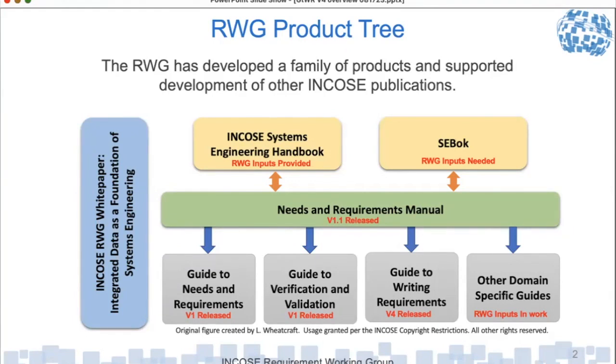Because the Needs and Requirements Manual is about 450 pages, we have guides that focus on different parts of it and give you a Cliff Notes version. So we have a guide to needs and requirements, about 100 pages. We have a guide to verification and validation, again about 100 pages. And in this presentation, we're going to focus on the Guide to Writing Requirements. We've also been working with some other working groups that are going to develop domain-specific guides in the context of the Needs and Requirements Manual.